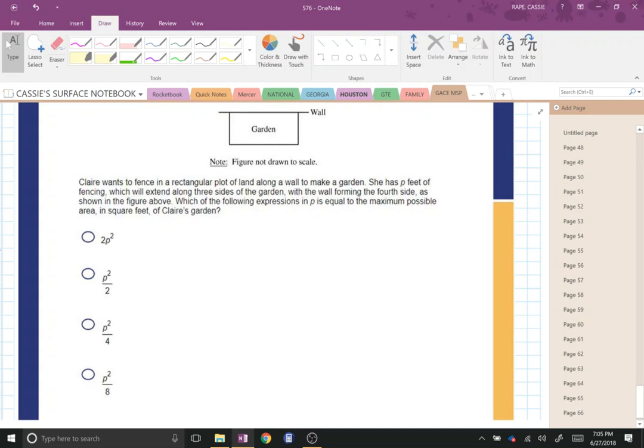in the figure above. And you are supposed to be maximizing the possible area. If you're maximizing area, you have to use the area function. Area equals length times width. What you've got to do is get this into a single variable, and we'll talk about that in just a second. Let's call this length though, and this width.